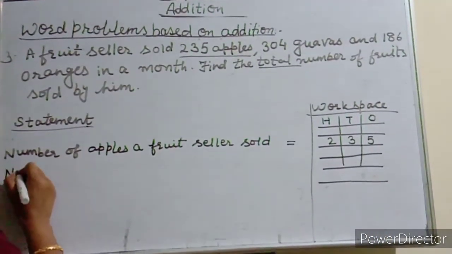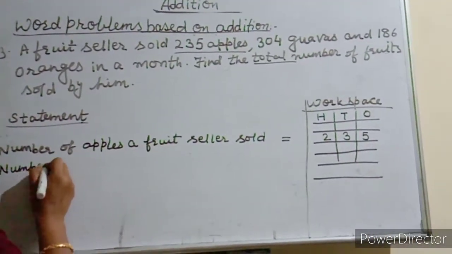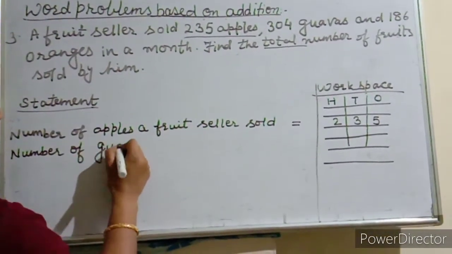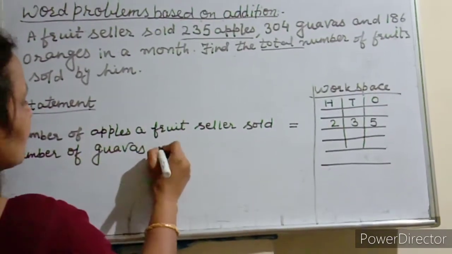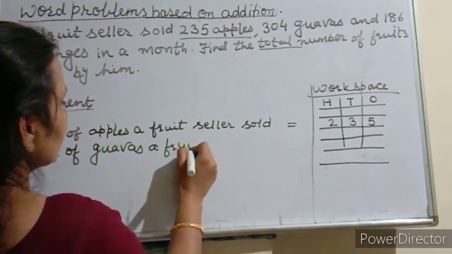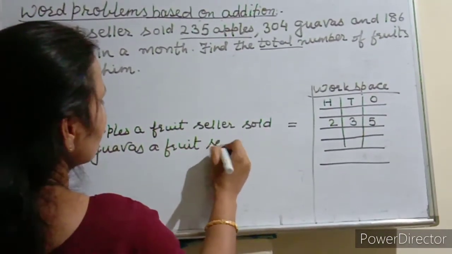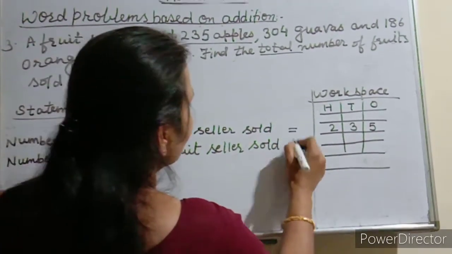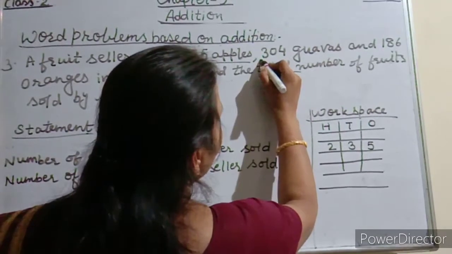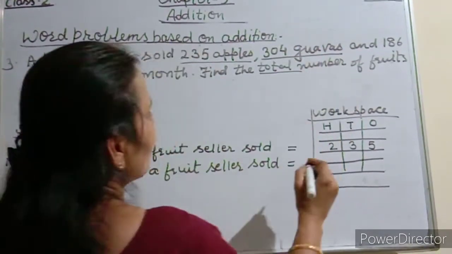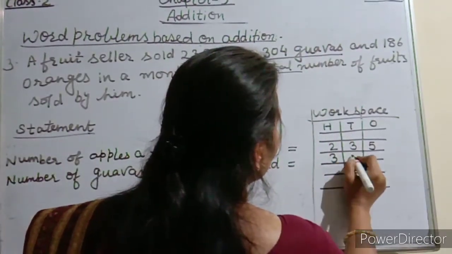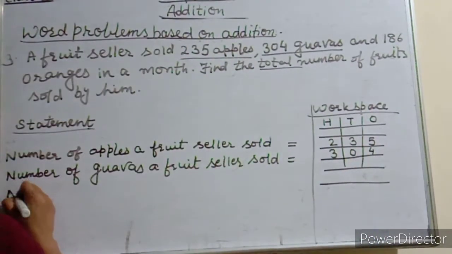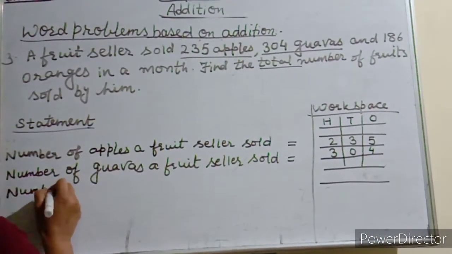Again write number of guavas of fruit seller sold is equals to 304. So write here 304.